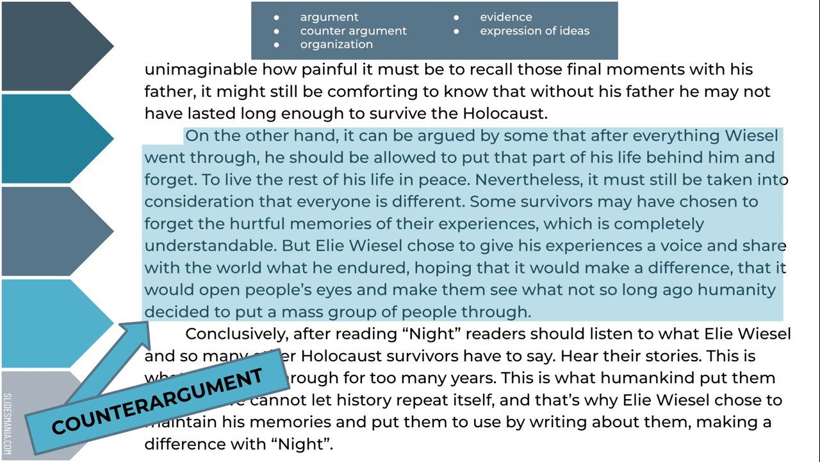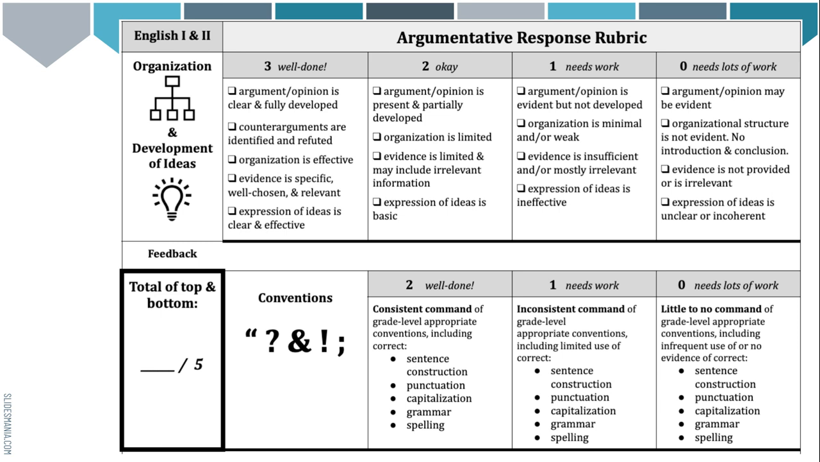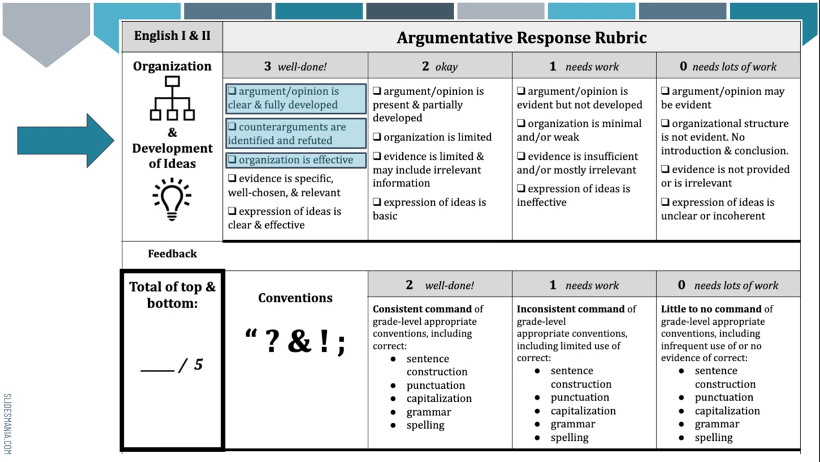So with that being said, if we return to this argumentative rubric, you as a writer can absolutely write an essay that scores a 3 in development and organization of ideas if you focus on your argument and making it clear and fully developed, making sure that your counter arguments, or maybe there's just one counter argument, are identified and refuted, making sure that you have effective organization and that the evidence that you choose is specific, well chosen, and relevant. And certainly that you are expressing your ideas in a clear and effective manner.